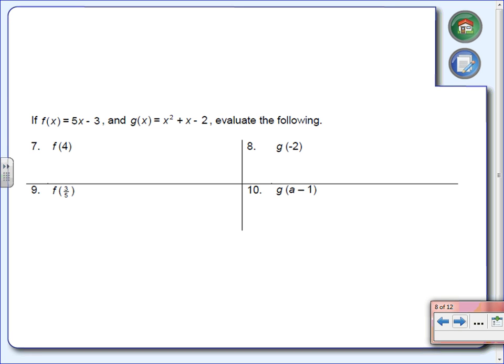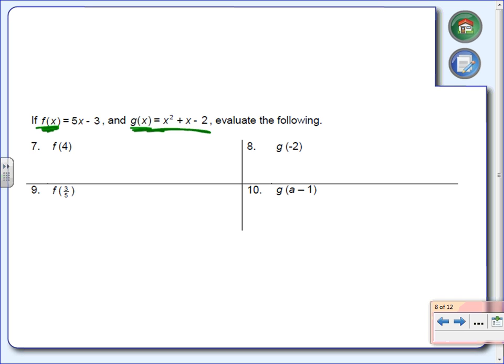Okay, let's take a look at number 8 and number 10. Number 8 and number 10, we're using that function notation. Notice that we've got two different functions here. We've got f of x, and we also have g of x. So we need to make sure we're using the correct function for each of these. Notice that 7 and 8 have an f, which means you should be using this function here. 8 and 10 have g in it, so we should be using this function right here. So the ones we're going to be working on, we're going to be using g of x is equal to x squared plus x minus 2.